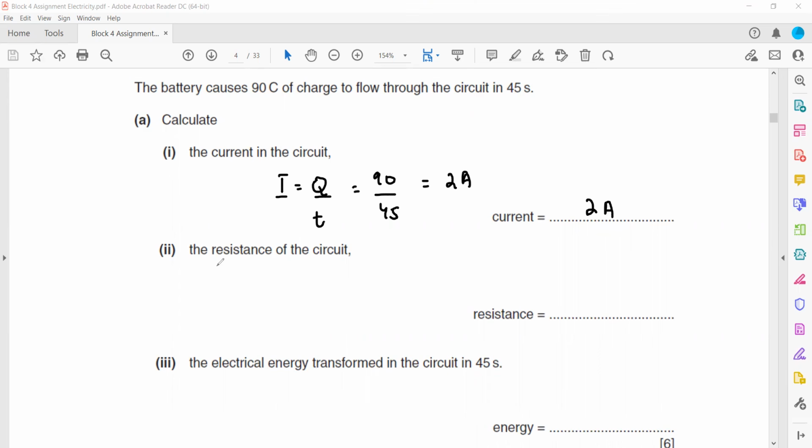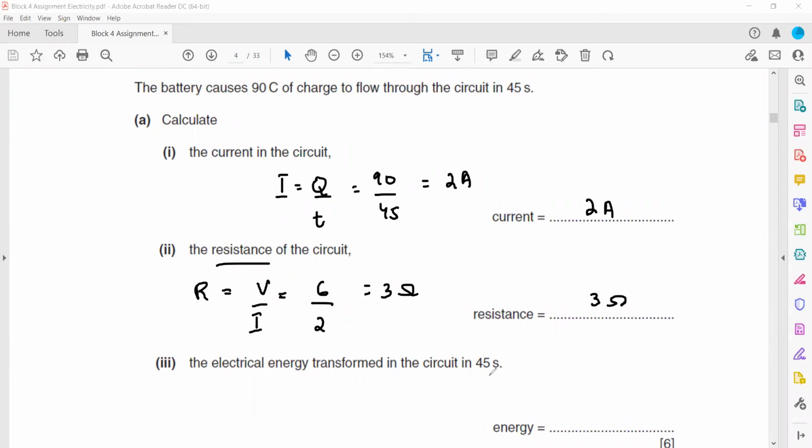The next part, we need the resistance. The formula which relates the resistance, voltage and current is R equals V divided by I. V is the voltage that is given in the first part, 6 volts, and the current we calculated in part one, that is 2. So 6 divided by 2 is equal to 3. The unit of resistance is ohm, so the resistance is 3 ohms.